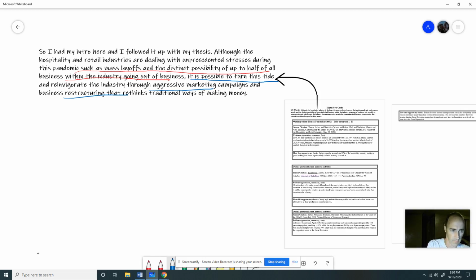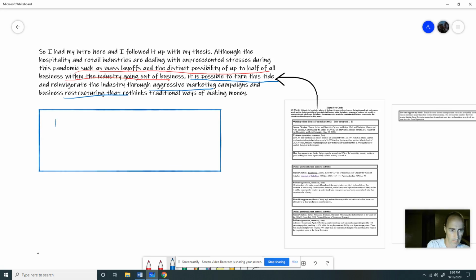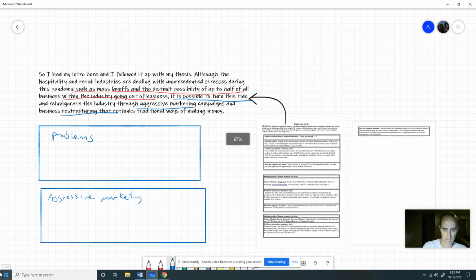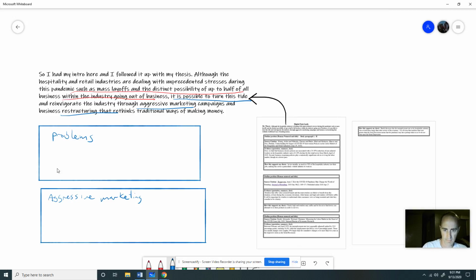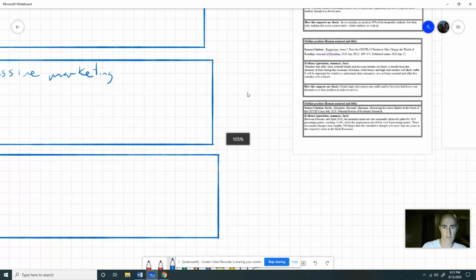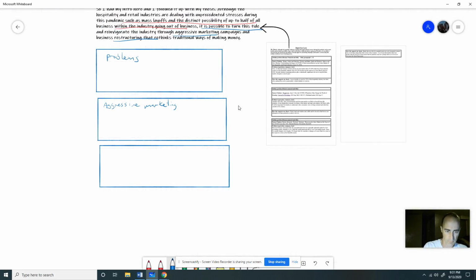Okay, so what's this going to look like again? And I will erase this here. The next paragraph is problems. The paragraph after that perhaps could be solutions, such as aggressive marketing. Simple. I know this is like writing 101, but it's important to do that. Hang on, let me get the screen up. And another solution here would be in a paragraph. What did I say? Restructuring, business restructuring.